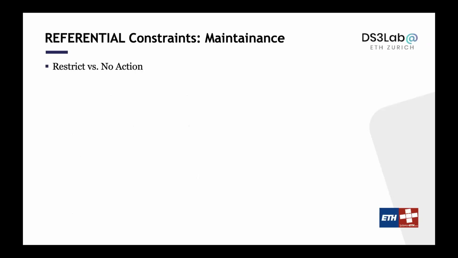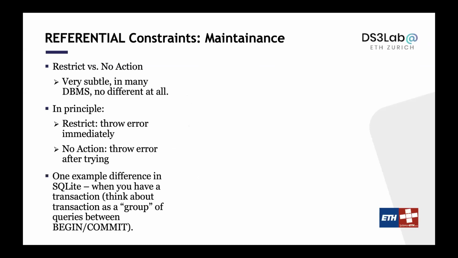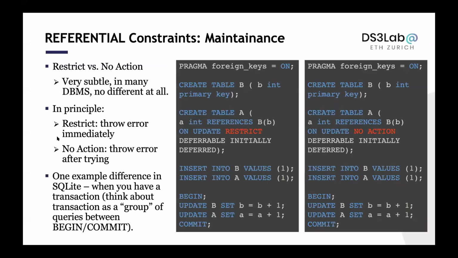So there's a very minor difference between restrict and no action, and in many database systems, you will actually not see the difference. But in some databases, you are able to see it. The difference is that when you do restrict, it's going to throw an error immediately, and when you do no action, it will actually try to apply all the updates and then throw the error at the end.